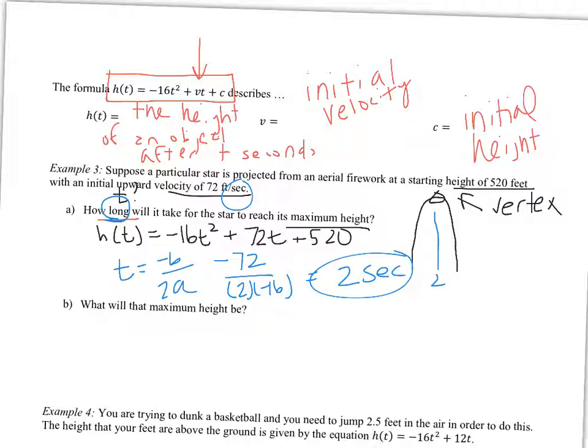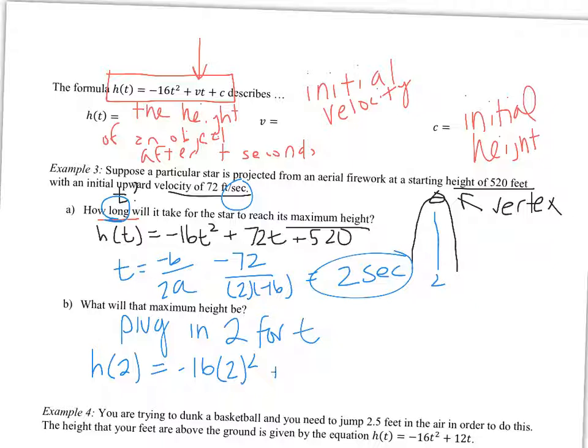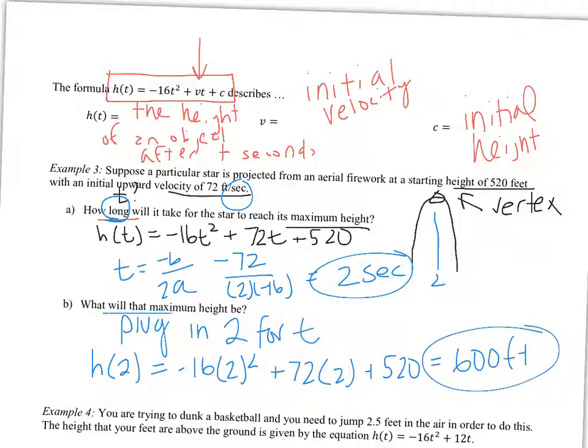So part B asks, what will the maximum height be? You want to figure out what is the value of h of t when t is 2. So plug in 2 for t. When you plug in h of 2, you get negative 16 times 2 squared plus 72 times 2 plus 520, and I get 600 feet. So what will the maximum height be? I plugged in my time.